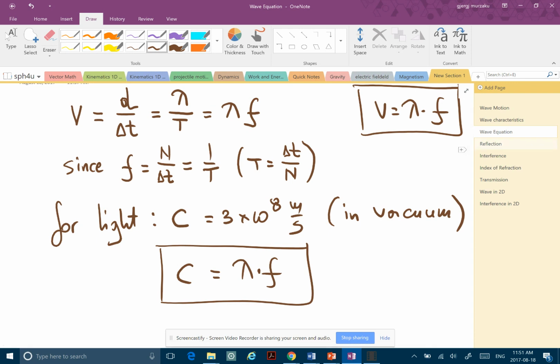So now we're going to talk about phenomena associated with waves. There are many. There is reflection, there is transmission, there is diffraction, which we won't talk about here. There is interference, okay? And then once we deal with them in one dimension, we're going to see how they look in two dimensions, okay? So let's start with reflection.